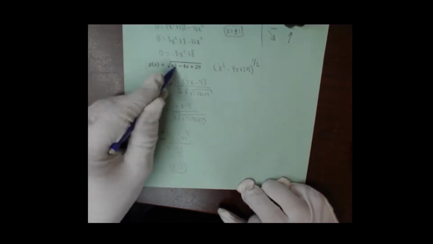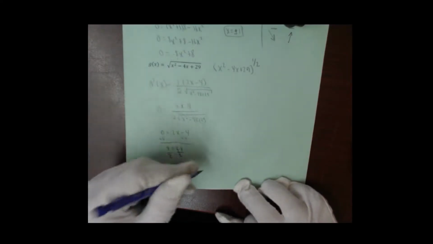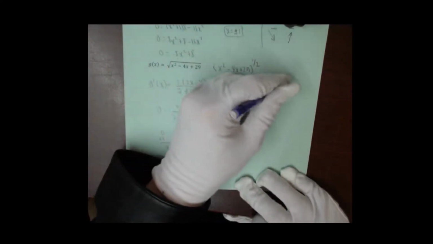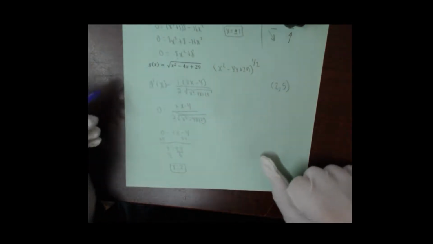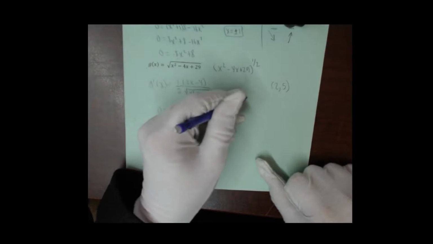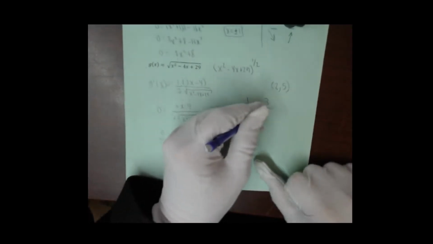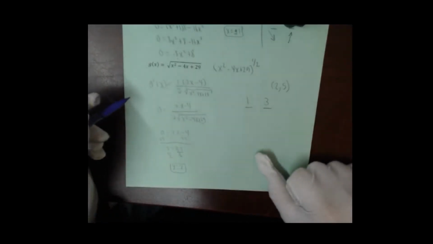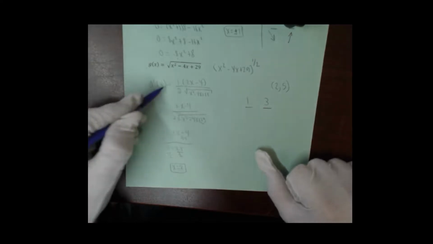Let's find out what that's equal to. By the way, if you plug 2 into the original function, you'll get that the point is 2, 5. So let's find out if that's a relative max or min. I'm going to check the points 1 and 3 and see if our first derivative is positive or negative.